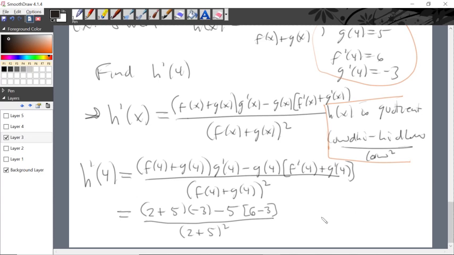And now let's evaluate this. So that's 7 times negative 3 is negative 21. We have negative 5 times 3. So that's negative 15. And then 7 squared on the bottom, that's 49. So this is going to give us negative 36 over 49. That's it.